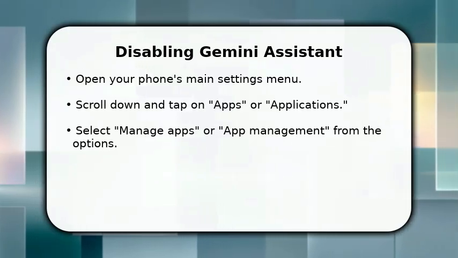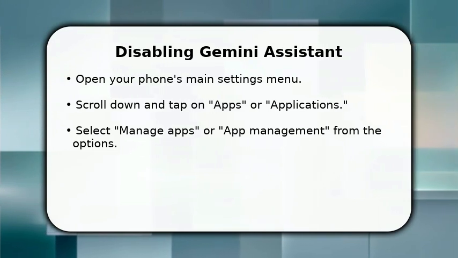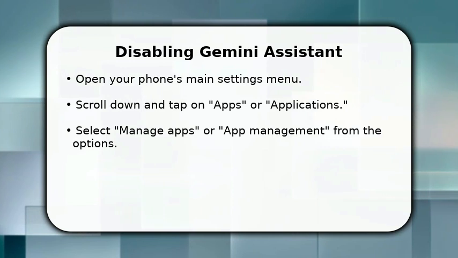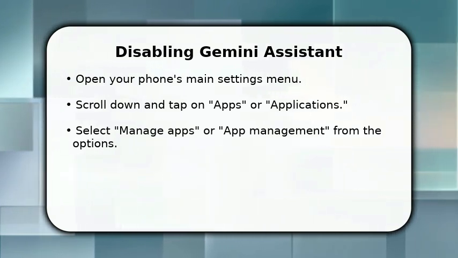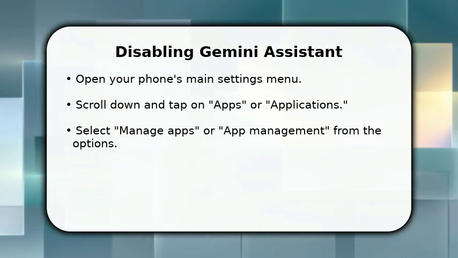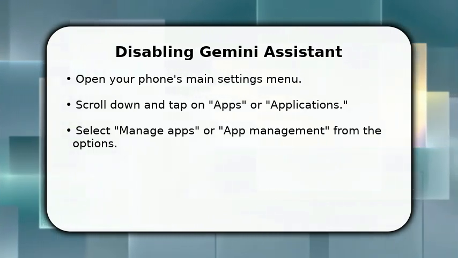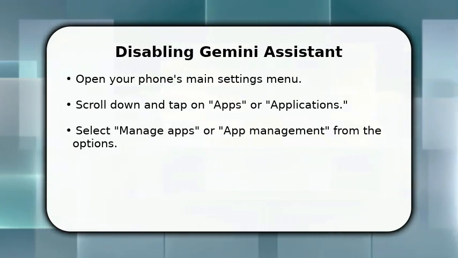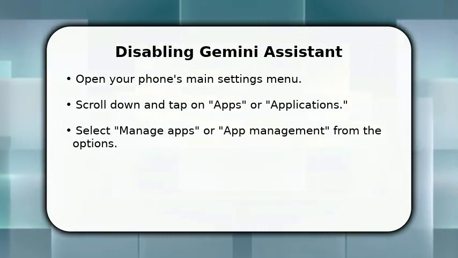In this video, I will explain how to turn off Gemini Assistant. First, open your phone's main settings menu. Once there, scroll down until you find the Apps or Applications section and tap on it. Next, look for Manage Apps or App Management to view all installed applications. This is the initial step to gain control over your Assistant settings.